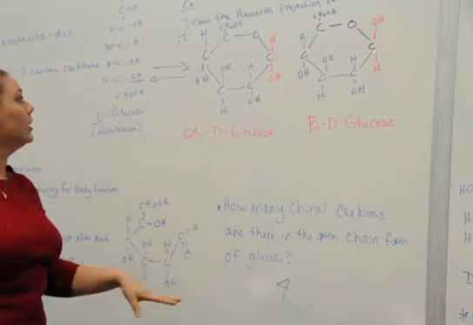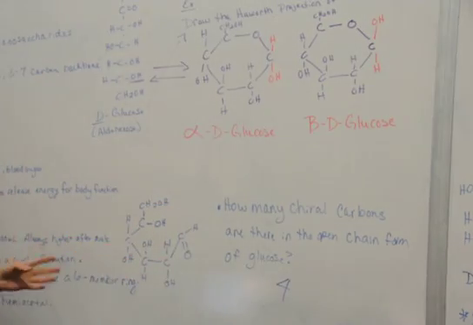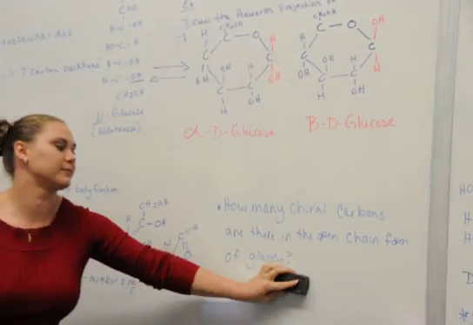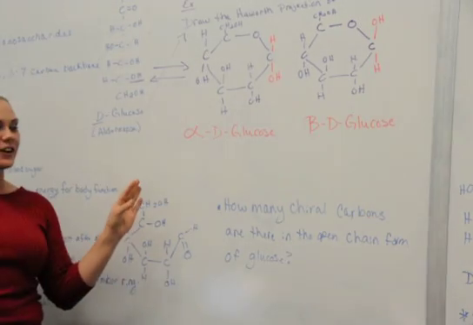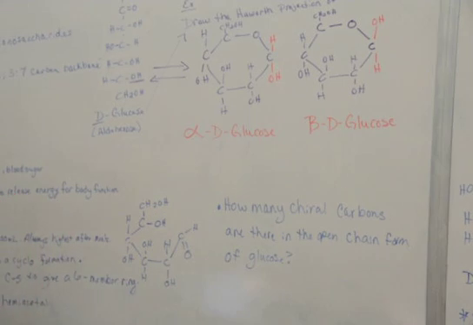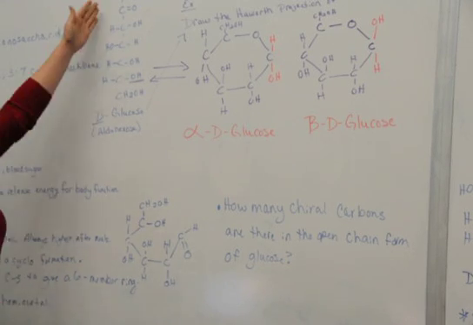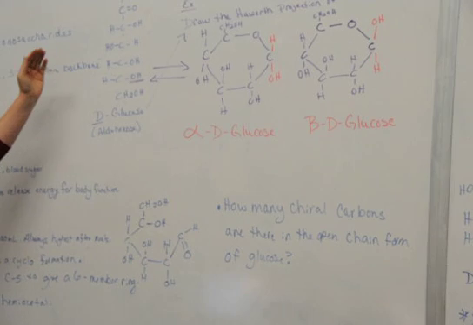Yeah? No? Okay. So a question you might see is how many chiral carbons are there in the open form of glucose? Remember, the chiral carbon is where there's 4 different groups attached to it. For instance, you can't have 2 hydrogens, you can't have 2 OH groups, they have to be different groups. So, if this is our open chain form, how many of these are considered chiral carbons? And which ones are there?